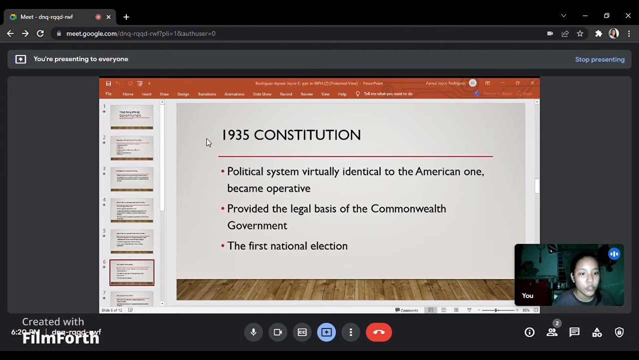The 1935 Constitution provided the legal basis of the Commonwealth government, which was considered a transition government before the granting of the Philippine independence. With an American-inspired constitution, the Philippine government would eventually pattern its government system after the American government.